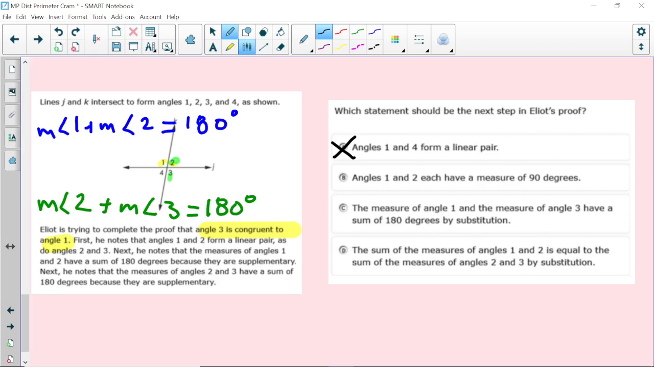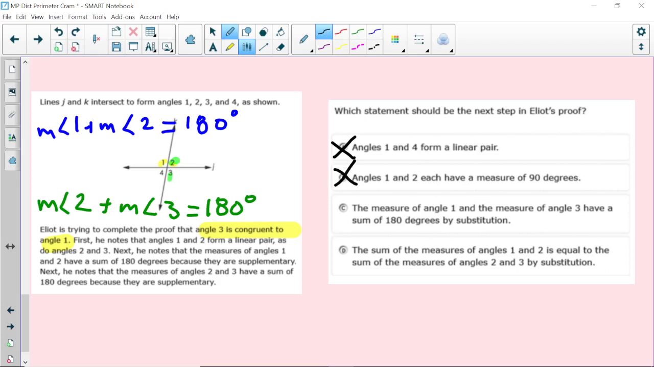Option B: angles 1 and 2 each have a measure of 90 degrees. It doesn't look like it is ever stated that that is true, nor do I see any symbol that shows we have right angles here. So I can't assume. It could be 80 degrees, it could be 70 degrees. Nowhere does it say it's 90 degrees. So that is definitely not going to be our next statement.